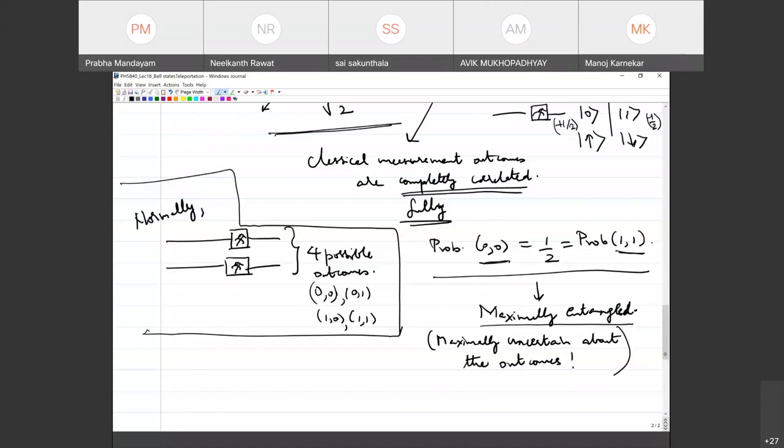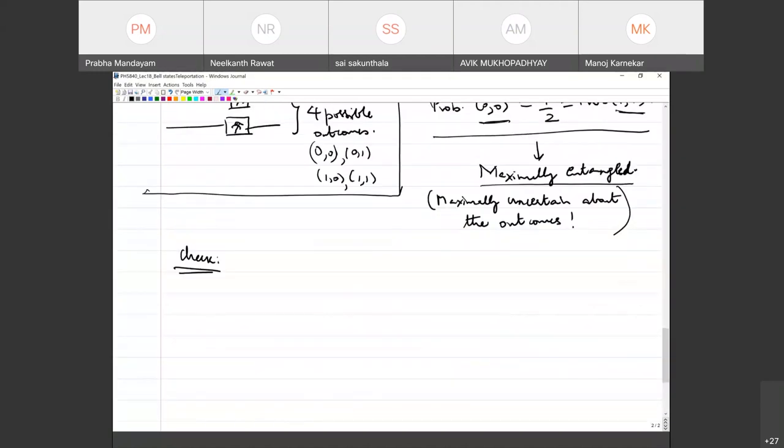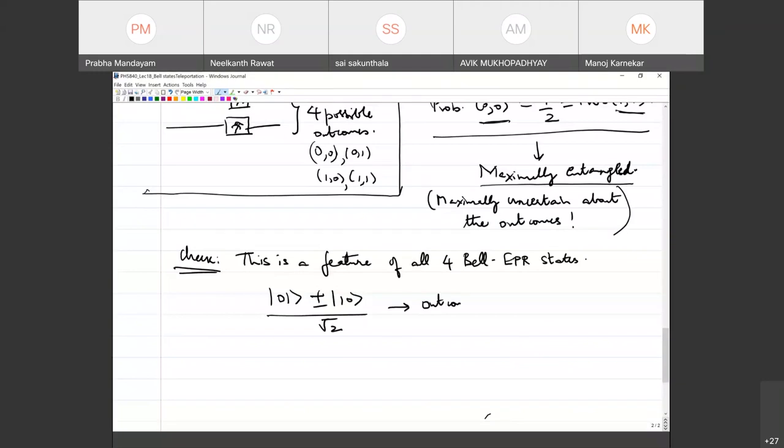Now, you can go ahead and check that this is a feature of all four Bell states, except that in some cases they will be perfectly correlated and in other cases the outcomes will be perfectly anti-correlated. For these two states, what are the allowed outcomes in this case? Remember, the first bit is zero, the second is one. Correct. So in this case, the outcomes are 0, 1, and 1, 0. So now the outcomes are perfectly anti-correlated, whereas the other two Bell states, 0, 0 plus or minus 1, 1 over root 2, we just saw are perfectly correlated.